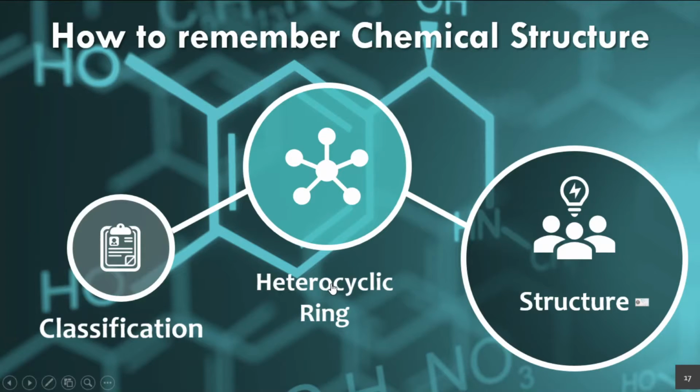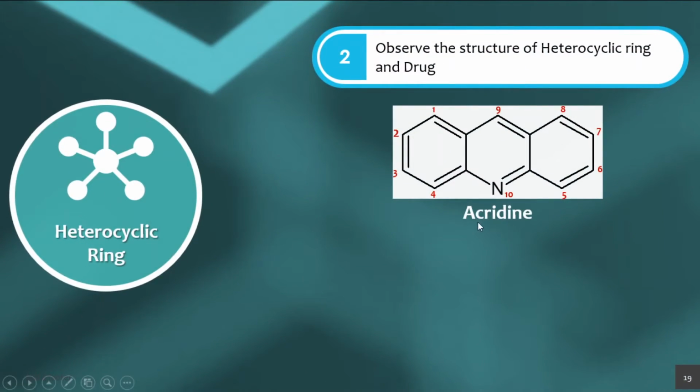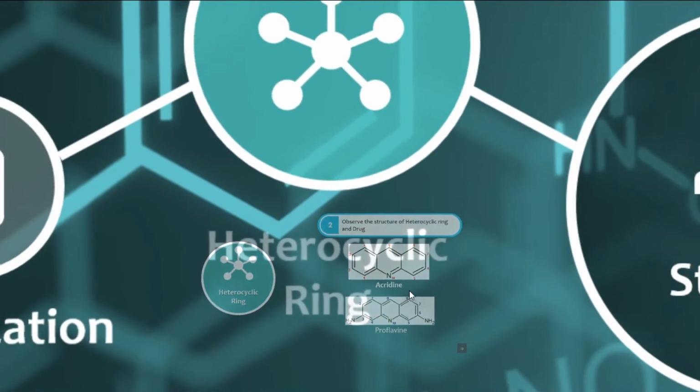Then you have to follow the second step, that is, you have to remember the structure of the heterocyclic ring. If you know the structure of the heterocyclic ring, then you have to first draw the heterocyclic ring structure and then draw the structure of the drug in front of it. So on one page you have to draw the structure of acridine and proflavin, meaning the heterocyclic ring and the drug structure, and then try to observe it. Just observe it, don't try to remember it. Just observe the structure of acridine and observe the structure of proflavin.